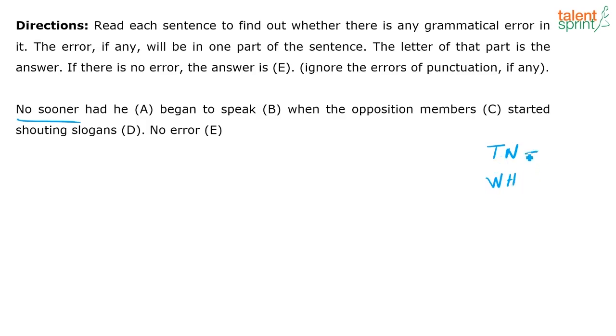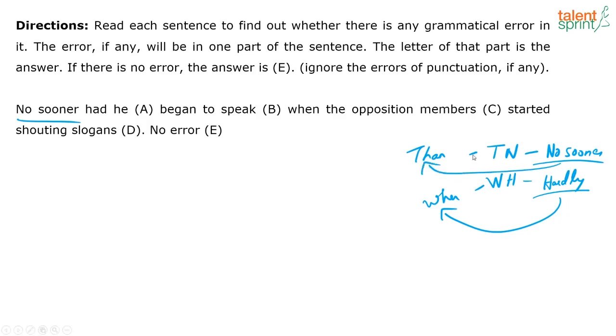So N is for no sooner and T is for then. W is for when, and H is for hardly. Whenever I have a sentence starting with hardly, I will use when. Whenever I have a sentence starting with no sooner, I will use then. Which means here the error is in part C. I replace when with then. That's it. This is the tip.